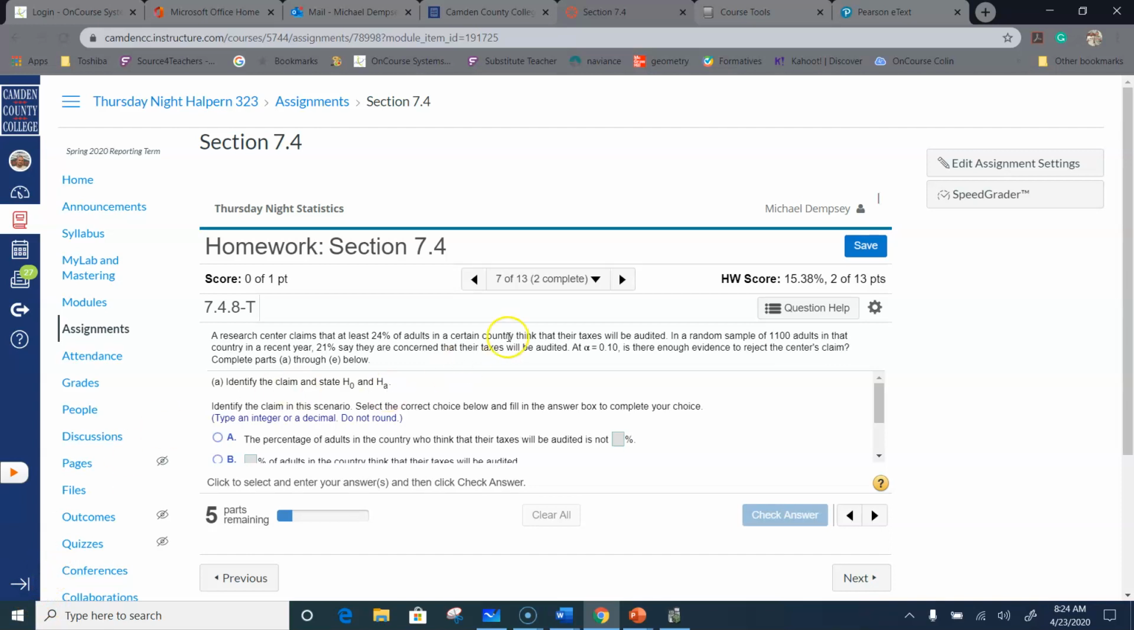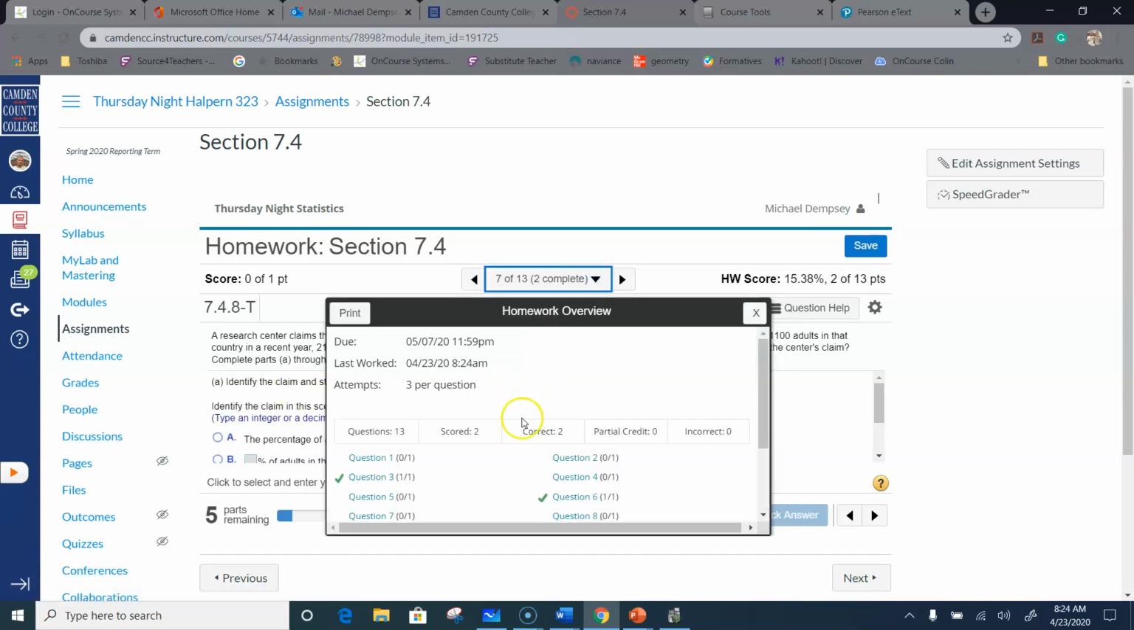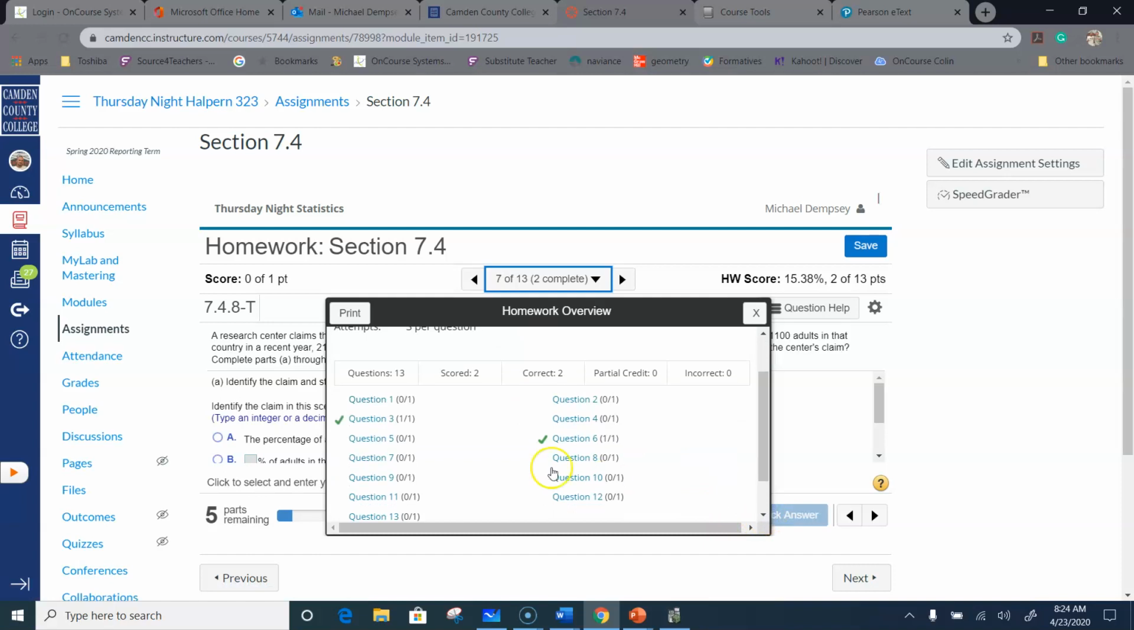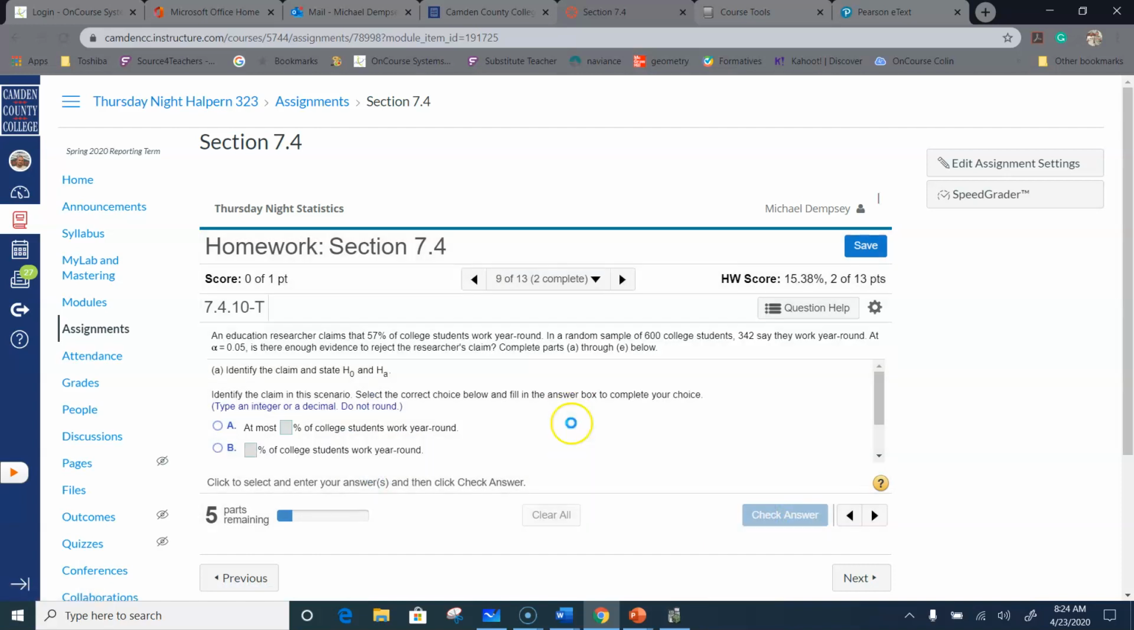Okay, so I'm going to fast forward again here to number 9. Give that one a look. Here you have a researcher that claims 57% of college students work year-round. He's just saying it's that number. In a random sample of 600 students, 342 say that they work year-round. At a 5% significance level, is there enough evidence to reject the researcher's claim?